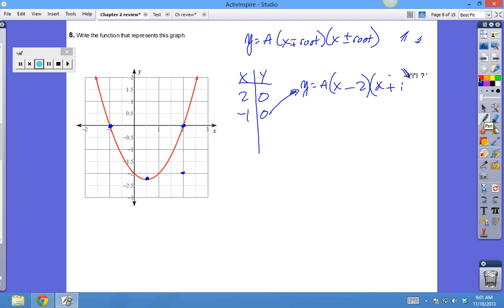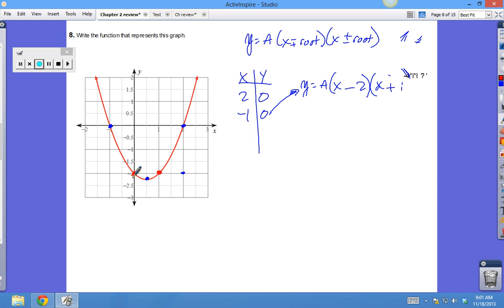The only way you can find a is if you can figure out one more point. There is a dot there and there's a dot there. So there is a dot on 0, negative 2, and there's a dot on over 1, down 2. So pick one and substitute it in. I'm going to pick this right here. So I'm going to plug negative 2 in for y. So negative 2 equals whatever a is times, and in place of x I'm going to put a 0.